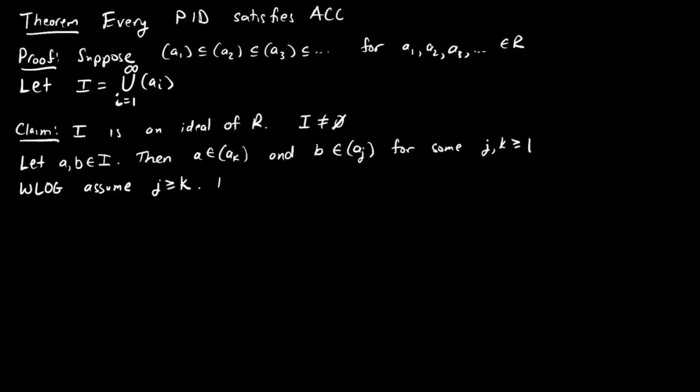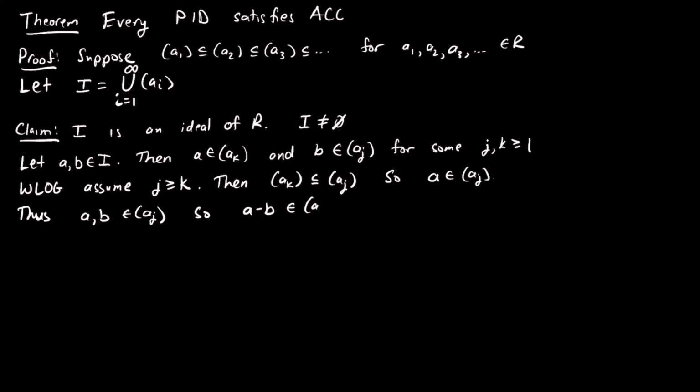Well, what does that tell me? Then I know that the ideal generated by A_k is a subset of the ideal generated by A_j, right? This is an ascending chain. So I know that a is in the ideal generated by A_j. Thus a and b are in the ideal generated by A_j. So since that's an ideal, I know that a minus b is in the ideal generated by A_j. Hence, I know that a minus b is in the union of these ideals, which is just my set I. So I see that I is closed under subtraction.